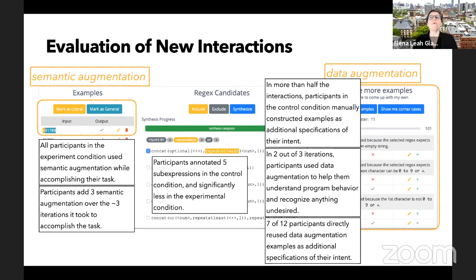And finally, participants annotated, they made use of Gila's prior state of the art. They did annotate 5 sub-expressions in the control condition. But once they had other means of expressing their intent, other than engaging directly with the programs, and these are CS graduate students, right? Or maybe some undergrads. So they're not uncomfortable with programs. They use this feature significantly less when they have alternatives that were directly dealing with examples as opposed to programs.